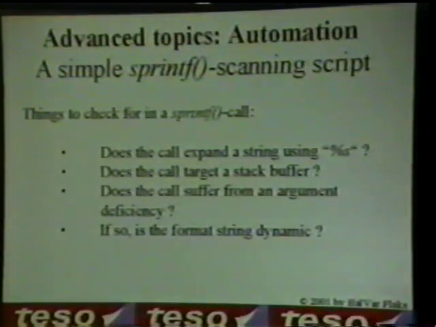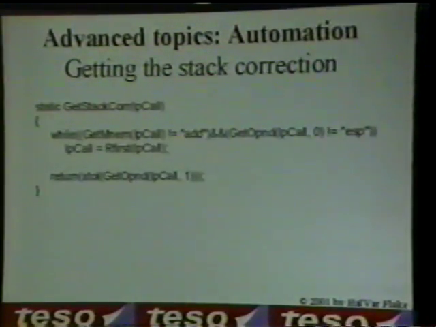So I'll go over a script that does check for these criteria. First, it should check whether the string expands data into a buffer using %s. Then it should look whether the call targets a stack buffer. Furthermore, it should look out for argument deficiencies in order to find format bugs. And then, if an argument deficiency is found, it should check whether the format string is dynamic or static. Those are the criteria the script will be on the lookout for. I'll go over the code, and then we'll have a demonstration of the script running.